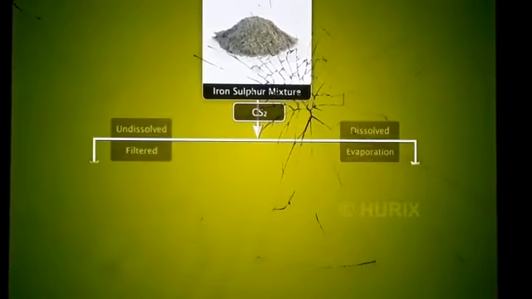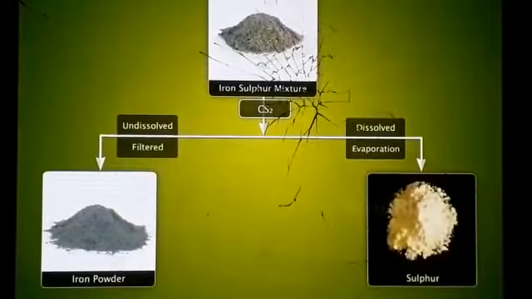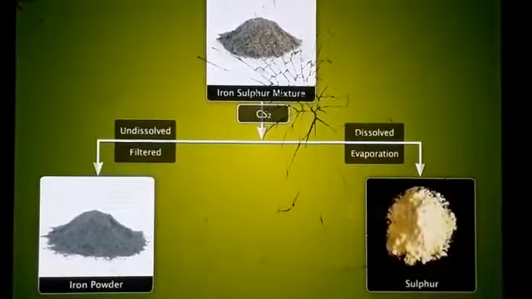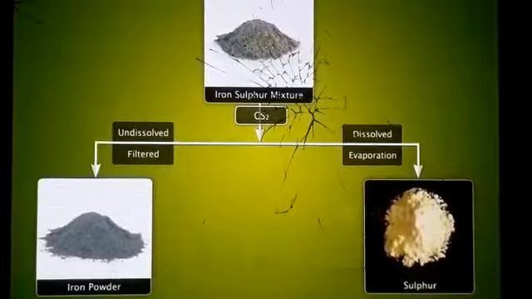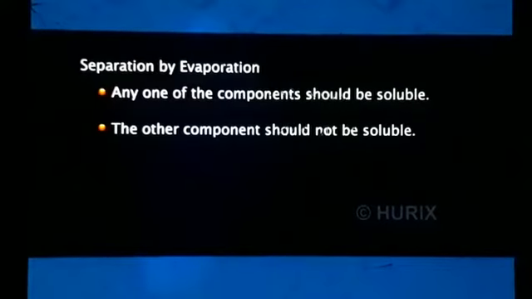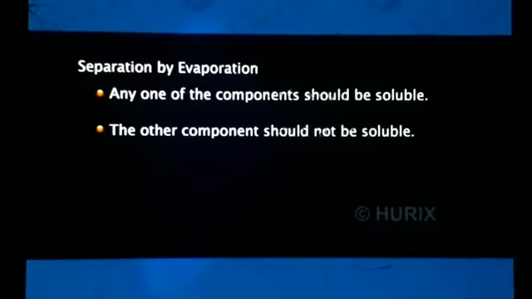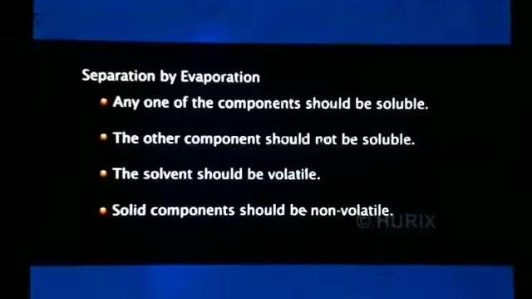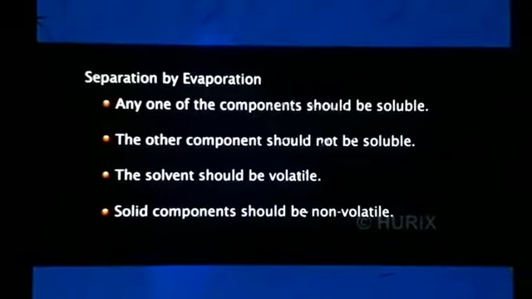Similarly, an iron-sulfur mixture can be separated by using either the solvent xylene or carbon disulfide. There are some conditions for separation of solids by evaporation. Any one of the components should be soluble. The other component should not be soluble in the chosen solvent. The solvent should be volatile. Solid components should be non-volatile.